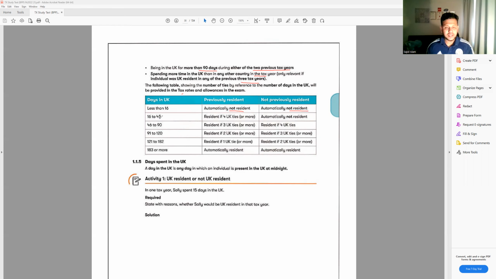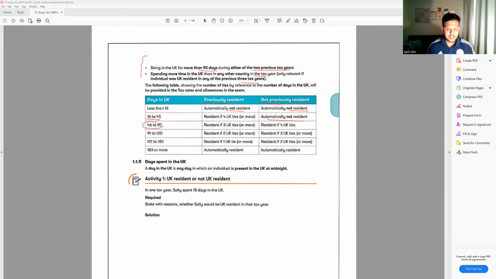16 to 45 days, then we have to check. Resident if 4 UK ties. So you see all the ties we have checked before. If 4 ties are satisfied, like they have children, they have a home, they do some substantive work, and they live 16 to 45 days, then you can say resident in the UK. But if not previously resident, then not automatically resident. So you will say you are not resident. So previously resident and not previously resident, very careful with that.